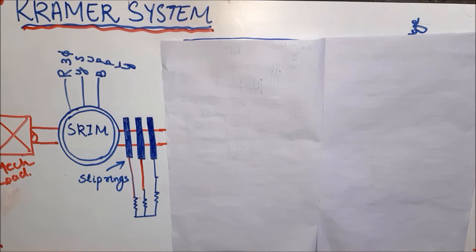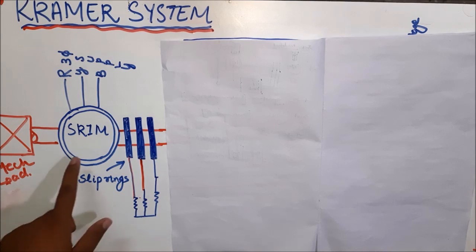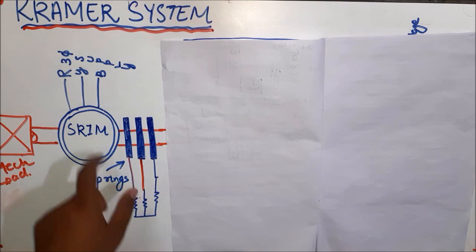In the last lecture, we have studied about the slip power recovery system. In the slip power recovery system, we have two different models, that is called Kramer system and the Scherbius system. In this lecture, we study about the Kramer system. Slip power recovery system can only be applicable to the induction motor which is having slip ring. That is why it's called slip ring induction motor, SRIM.